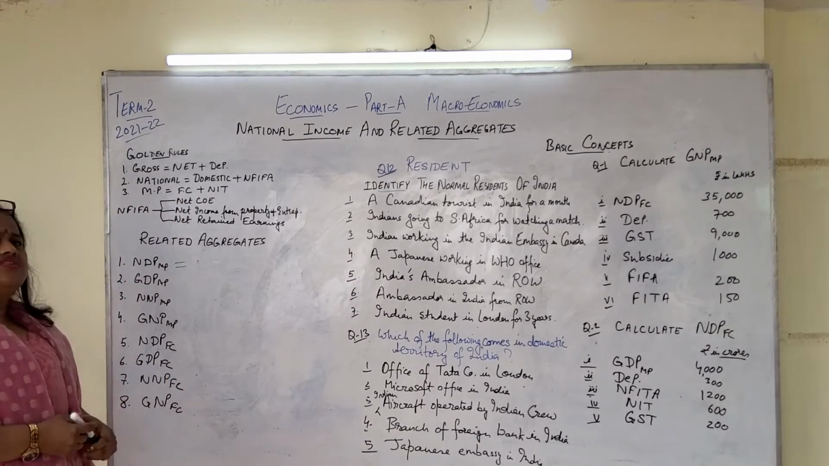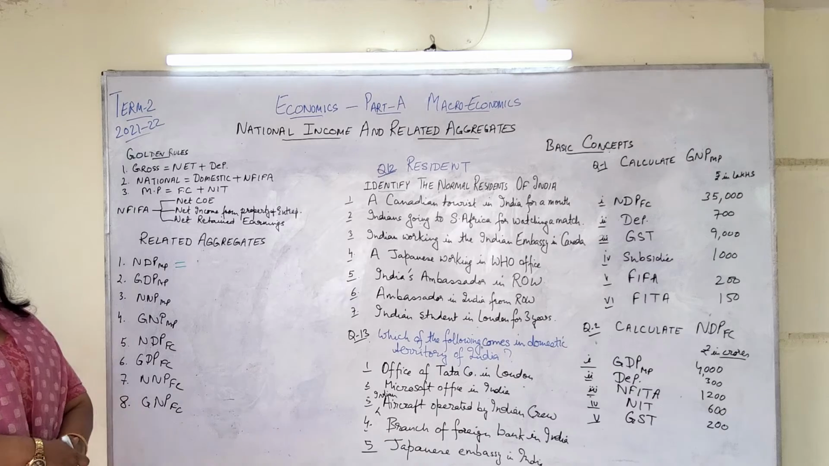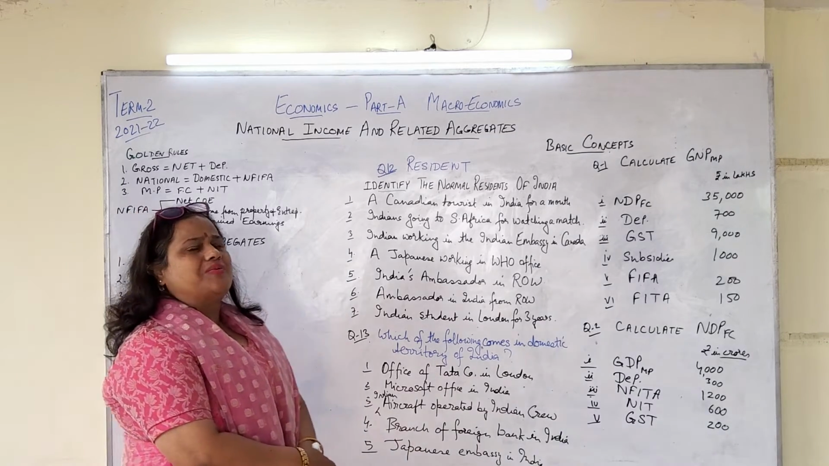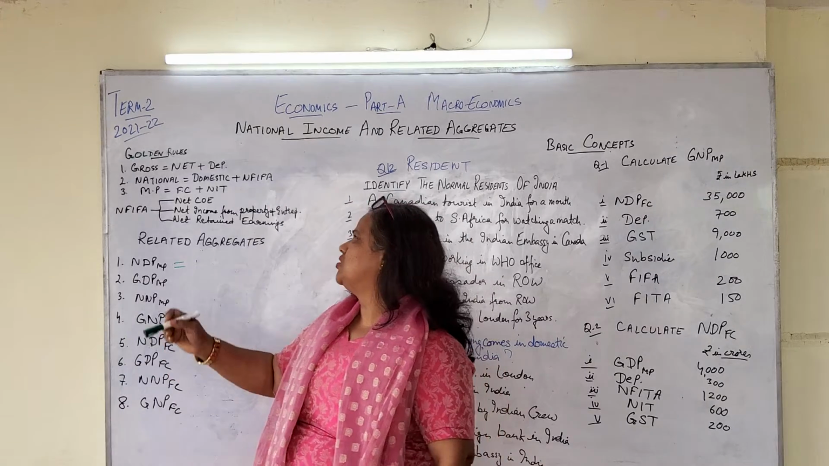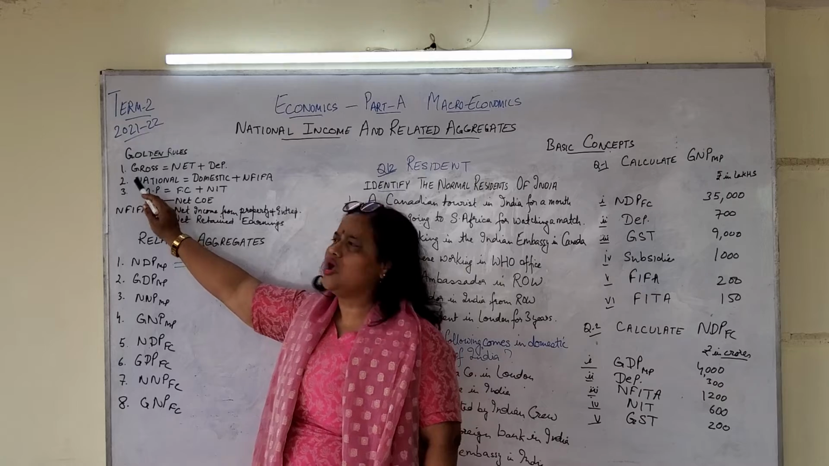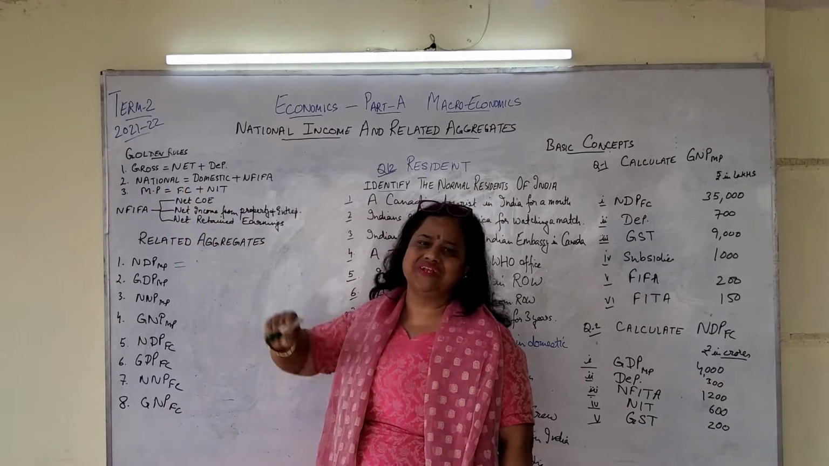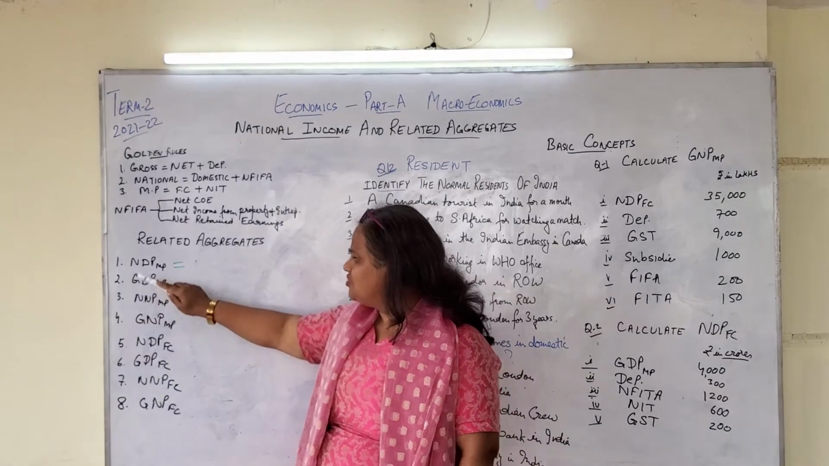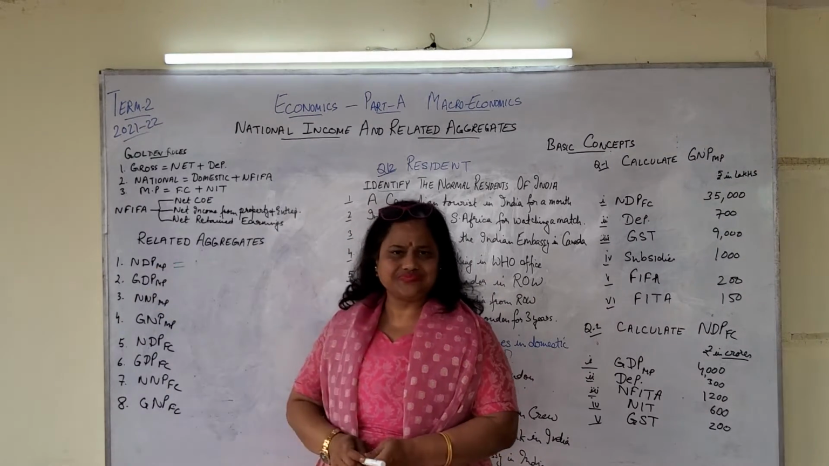Gross: you can get the net by subtracting depreciation. So if you subtract depreciation from the gross, you get net. So net plus depreciation will give you gross, or gross minus depreciation will give you net. That is the first golden rule, and it will help you to convert between gross and net.